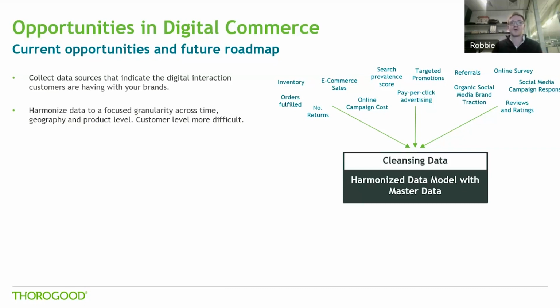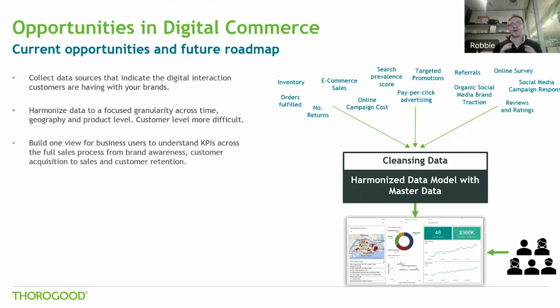Then customer level is going to be more difficult. I think if you can get the first three, you're okay. There's obviously a lot of complications that come in with customers and PII and stuff. But if you can get an aggregated view, it's still going to be really insightful. Then once you've got all that data into one data model, how can you build one single view for all your business users to really go to, refer to, and collaborate on during meetings as well?